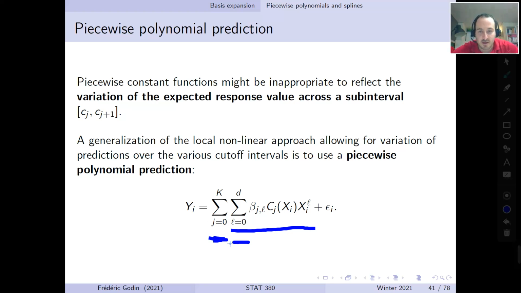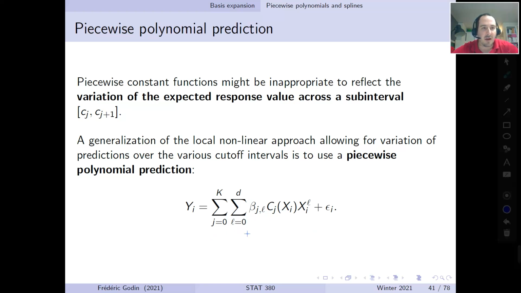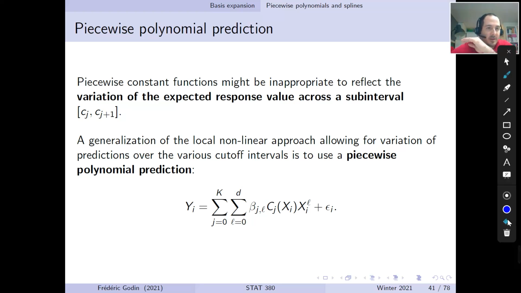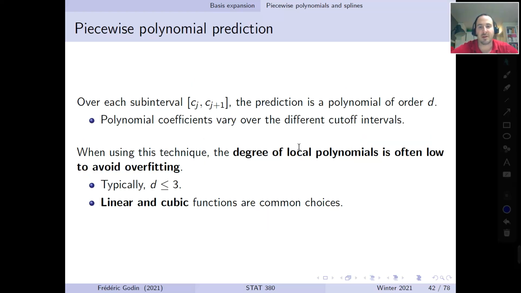So this is each subinterval and each monomial. You have the coefficient of that monomial times the associated power of the predictor. And having something like this entails that over each subinterval, you have a predictive function of order d. So that's great. This relaxes the assumption that you're constant in all subintervals, but it's not over yet. Okay, so as we saw, you have a piecewise polynomial function of order d.